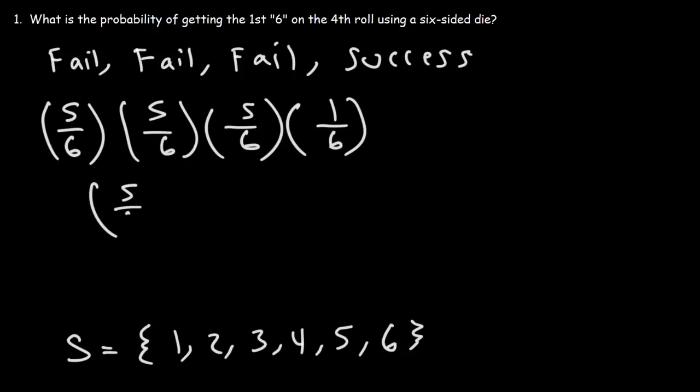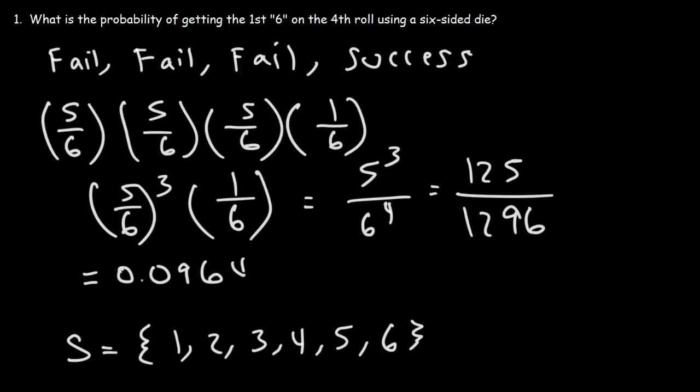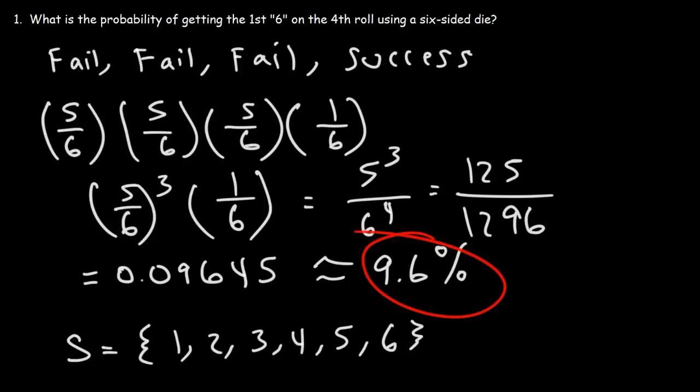So we have 3 fail events, which is 5 over 6 to the 3rd power, times the probability of 1 successful event. So that's 5 to the 3rd divided by 6 to the 4th. 5 times 5 times 5, that's 125. 6 to the 4th is 1296. So if we divide those two numbers, that's going to give us 0.09645. Multiplying that by 100, this is approximately a 9.6% chance that we can get the first 6 on the 4th roll using a 6-sided die.